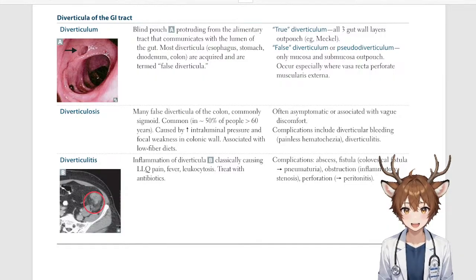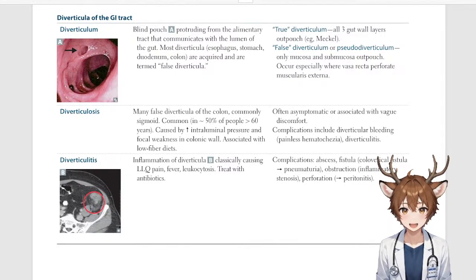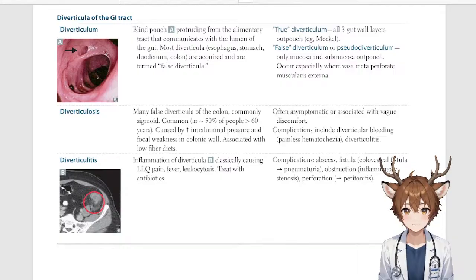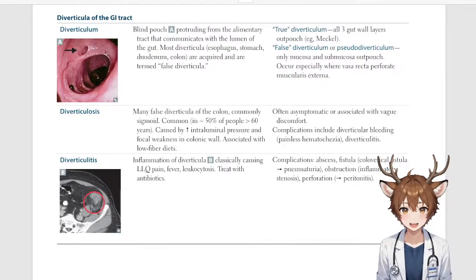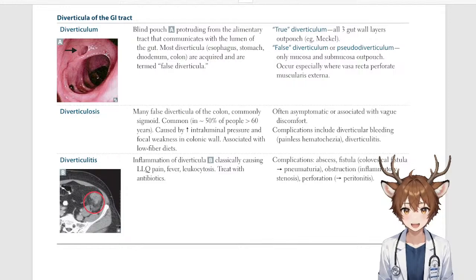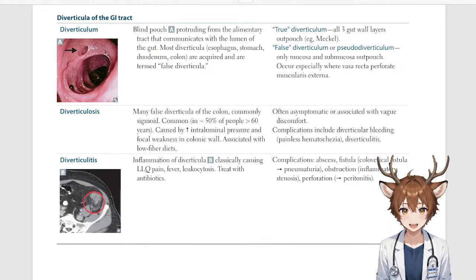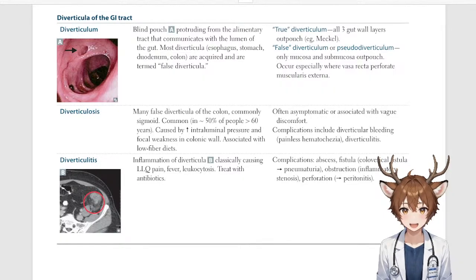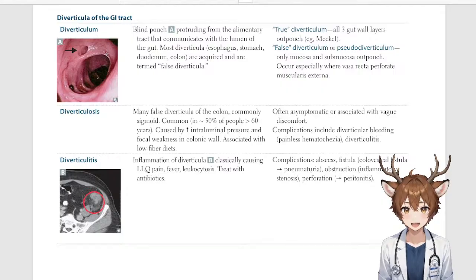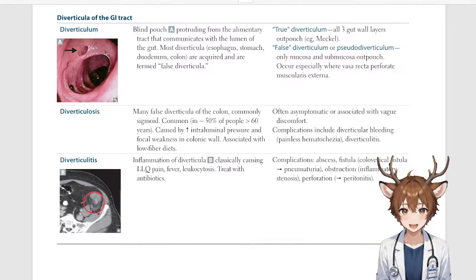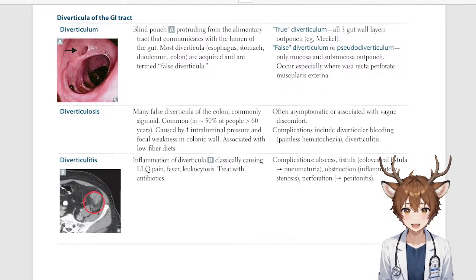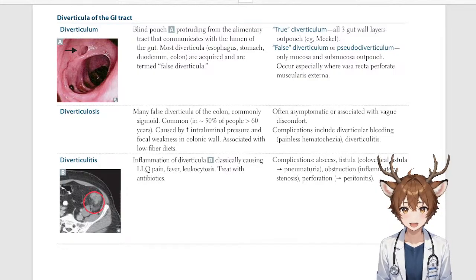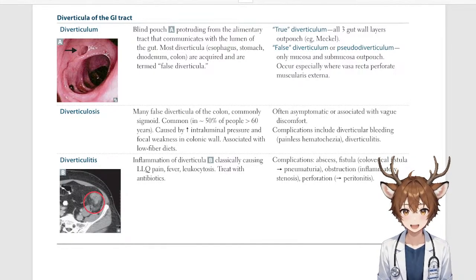What about diverticulosis? Many false diverticula of the colon, commonly sigmoid, and it's in 50% of people over the age of 60 or older, caused by intraluminal pressure and focal weakness in the colonic wall associated with obesity and diets low in fiber, high in total fat and red meat. It's often asymptomatic or associated with vague discomfort. Complications include diverticular bleeding, which is going to show painless hematochezia, or diverticulitis.